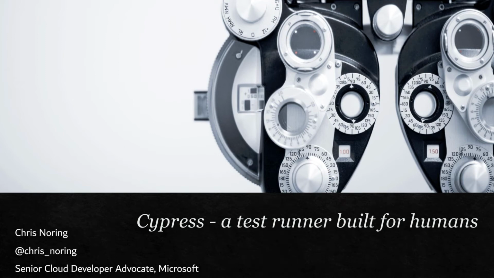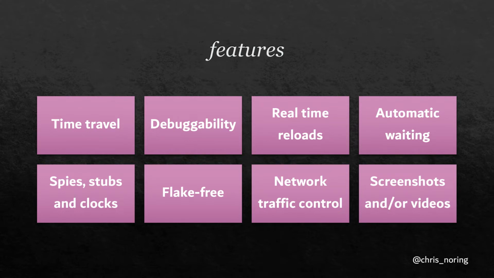I'm going to talk about Cypress, which is an amazing test runner that I really want you to try out. It's a test runner built for humans. Cypress comes with a lot of features if you look at the webpage, like time travel, debuggability. But the thing that really impresses me the most is that they promise that it should be flake-free for end-to-end tests, which is an amazing promise to make because most end-to-end tests, in my experience, are a bit flaky. And we can't really rely on them.